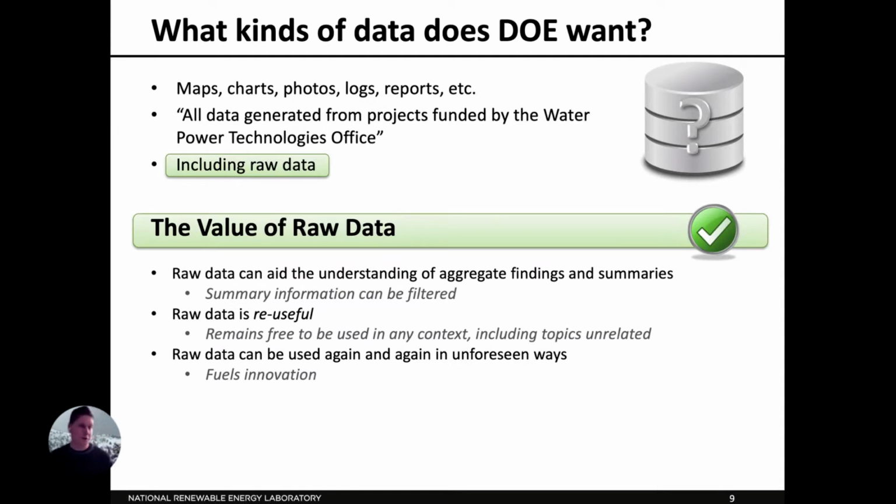Because there's an intrinsic value to raw data as well. Raw data is free to be reused in a number of different ways. Summary data by its very nature is filtered down to the information relevant to the given project that created it. But the raw data that's generated from those projects is free to be used in any context, including topics unrelated. And that's really what allows it to fuel innovation.